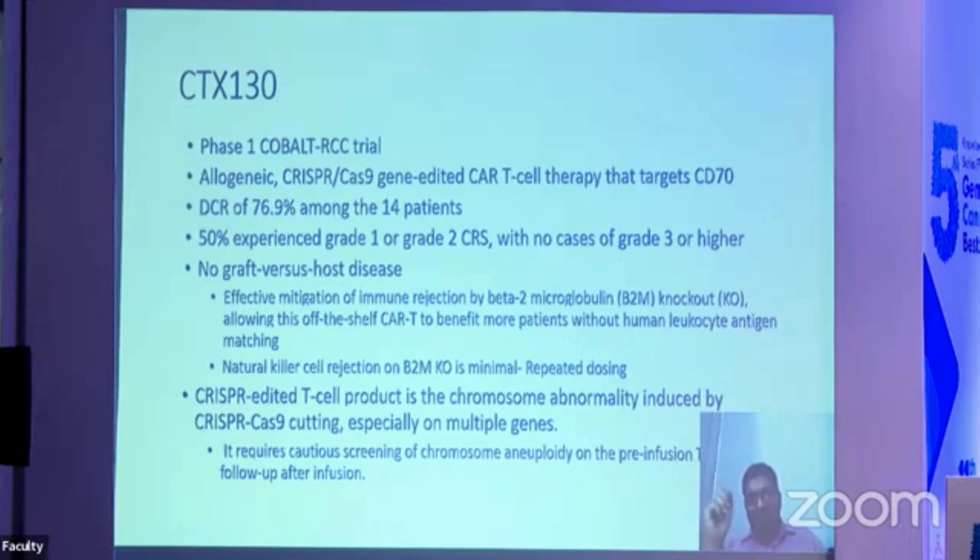Also, the beta 2 knockout suggested that the natural killer cell rejection for CAR T is minimal. How is this important? This allows for repeated dosings of the CAR Ts. Allo CAR Ts off the shelf, you could actually do repeated dosing. Only one problem, interesting results. There were some CRs and long-term CRs also in the study.